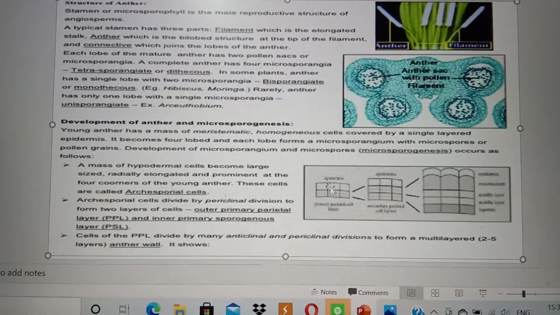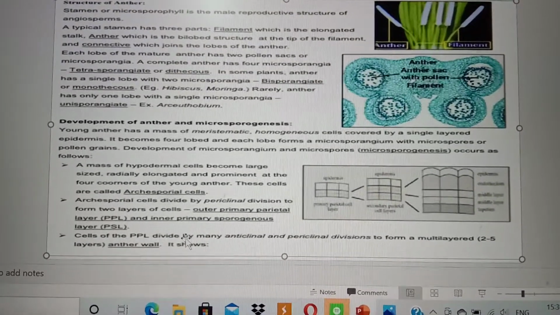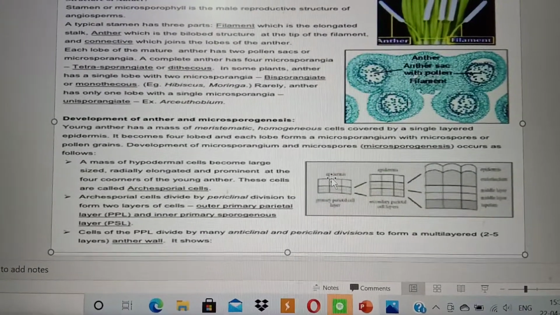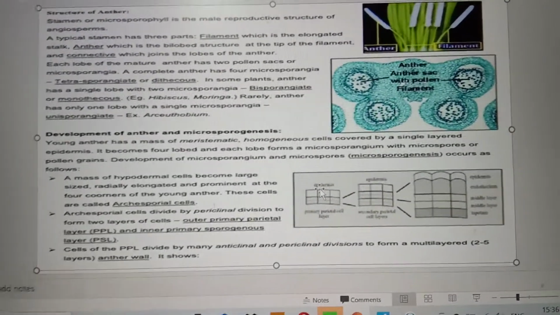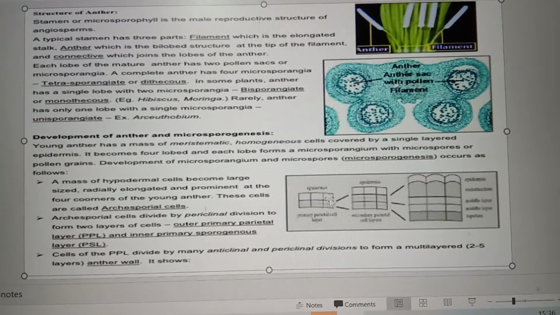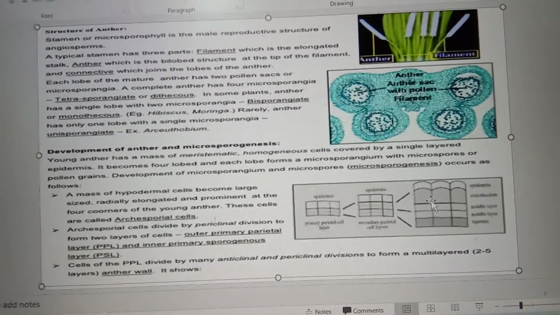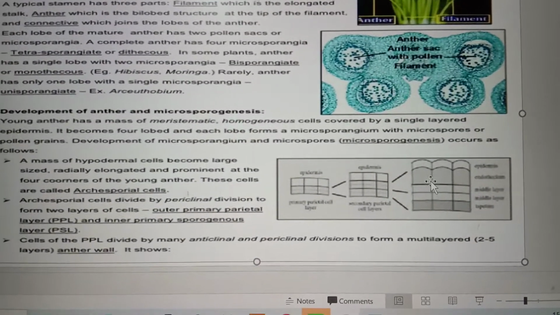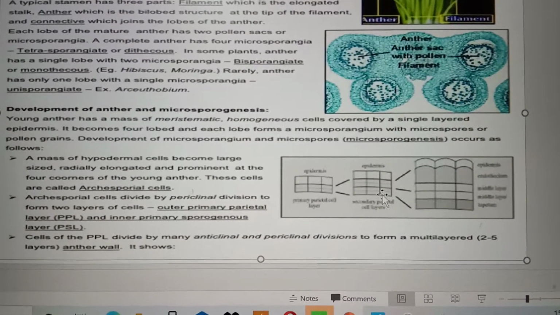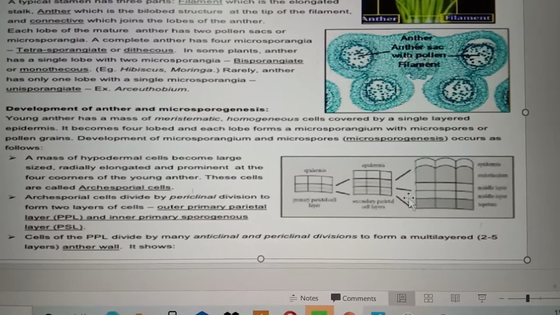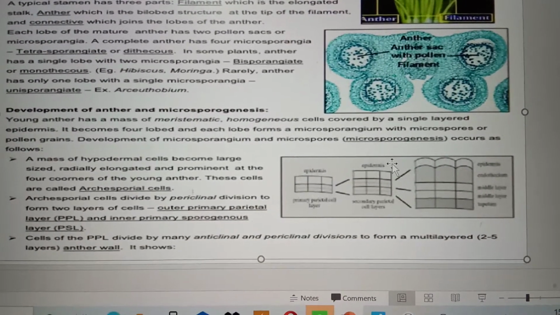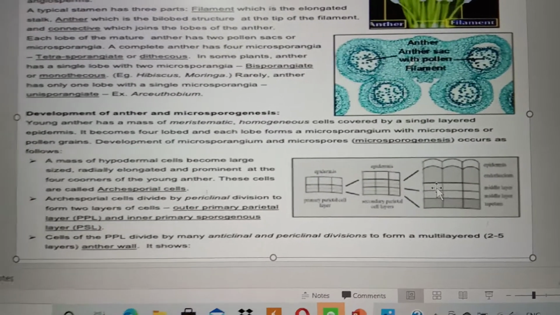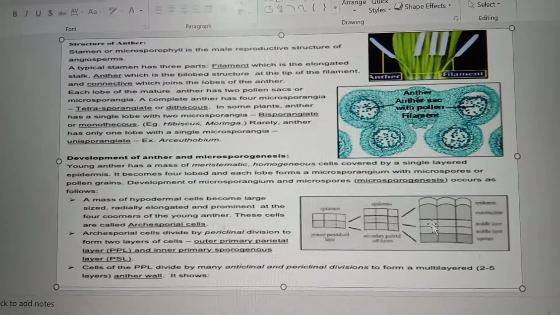PPL means primary parietal layer. Primary parietal layer, that is the outer layer, will undergo multiple divisions to form a multilayer of 2 to 5 layers. Here you can see in the diagram the epidermis, and then these lower cells which are hypodermally differentiated, and then it divides into two, outer and inner. Outer will lead to the formation of the anther pollen sac wall, and the inner is the sporogenous tissue.